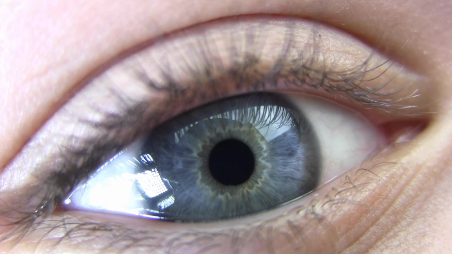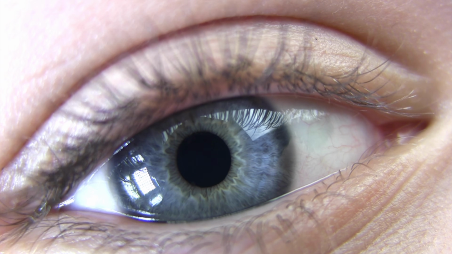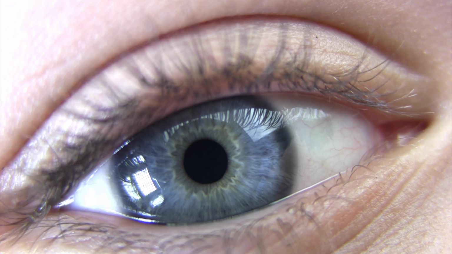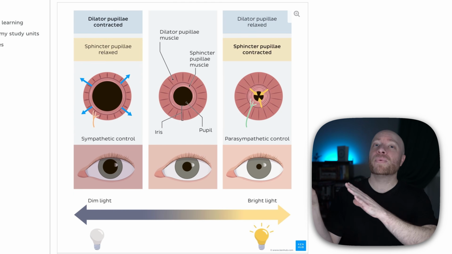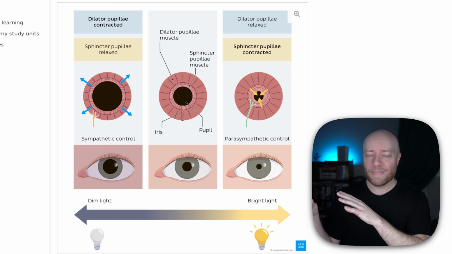It is physically possible for you to intentionally control whether your pupils are dilated or constricted. Now, it takes a lot of practice, so you're going to have to put in the reps before your next party so you can freak people out.